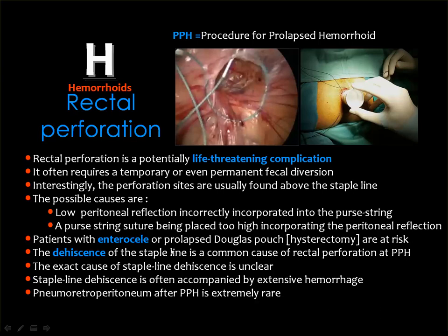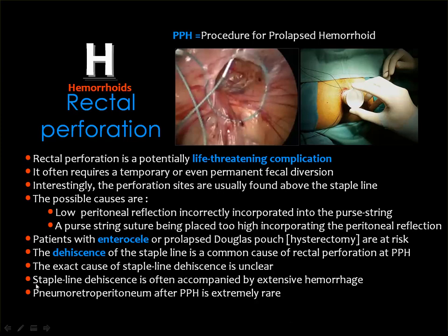Some patients are more prone to this, those who have enterocele or a low position of the Douglas pouch, as in cases of previous hysterectomy. The dehiscence of the staple line is a common cause of rectal perforation, but the cause of this dehiscence is unclear.